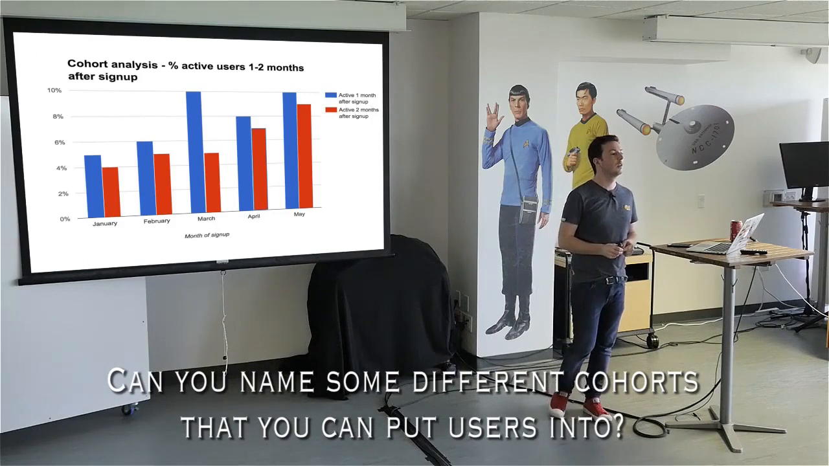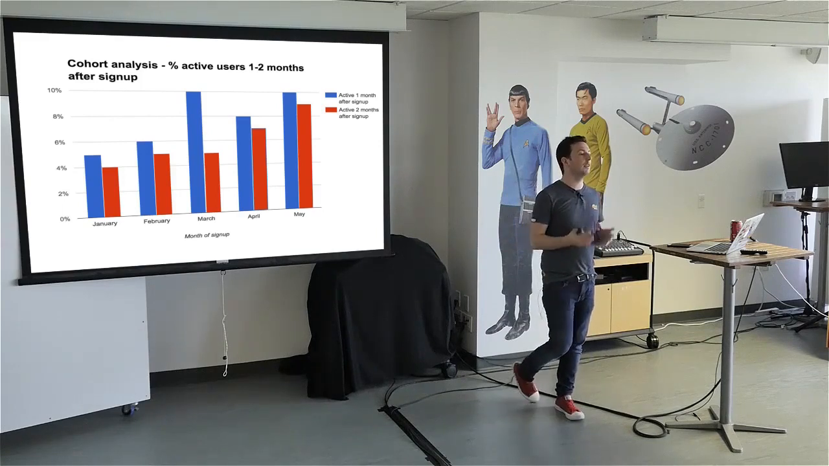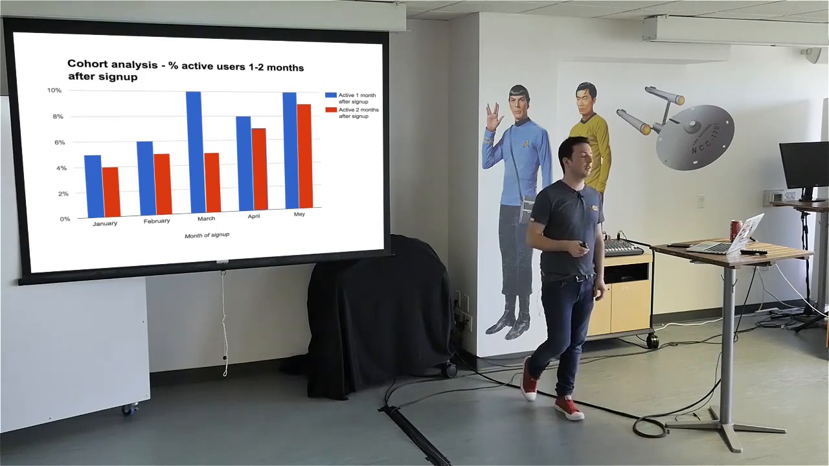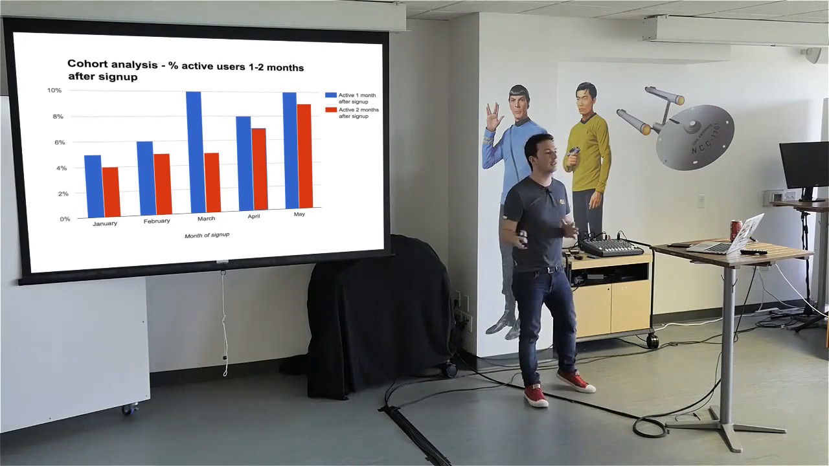Different groups that you can put users into. If I understand correctly, the main one is the time of sign up or the time of their first action. And that'll be 90% of the cohorts you use. Another example is the different buckets of the A/B test. People typically don't think about that under the title cohort analysis, but it's exactly the same thing.